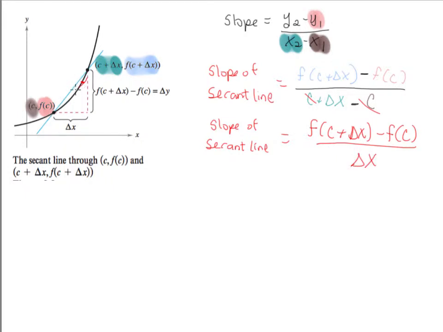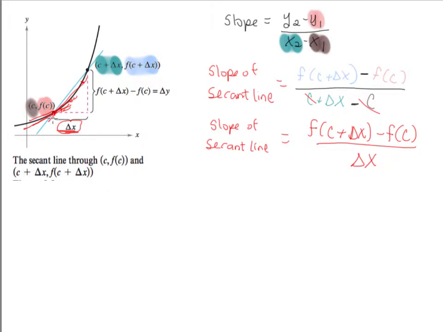So now I want to keep using these secant lines, but I want to make my delta x, the difference between my point of tangency and another point on the line, smaller and smaller and smaller. So I'm making this delta x get smaller until it approaches 0, until the change in the x's is 0. So that's what we're looking at.